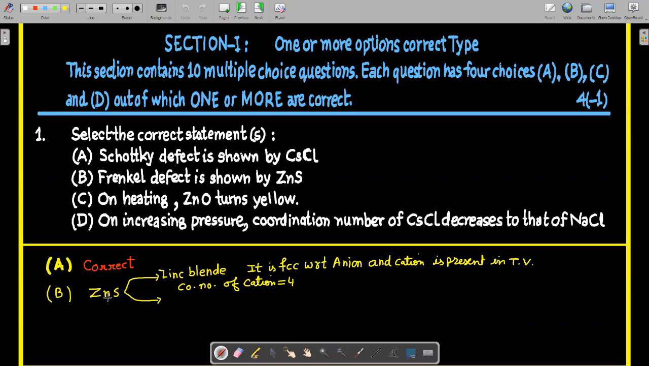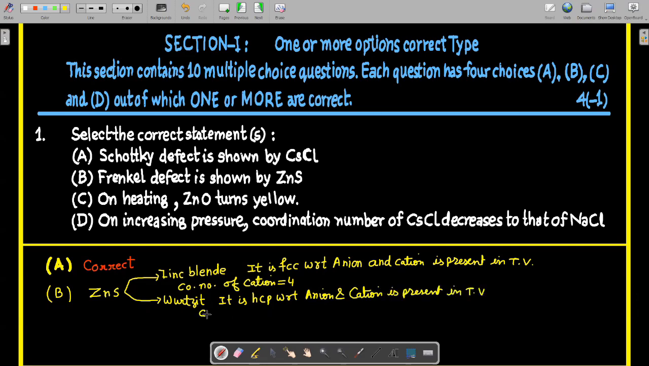When we are talking about ZnS, there are two types of ZnS. One is zinc blende and the other is wurtzite. So when we are discussing wurtzite, we are saying that it is HCP with respect to anion, and cation is present in tetrahedral void.